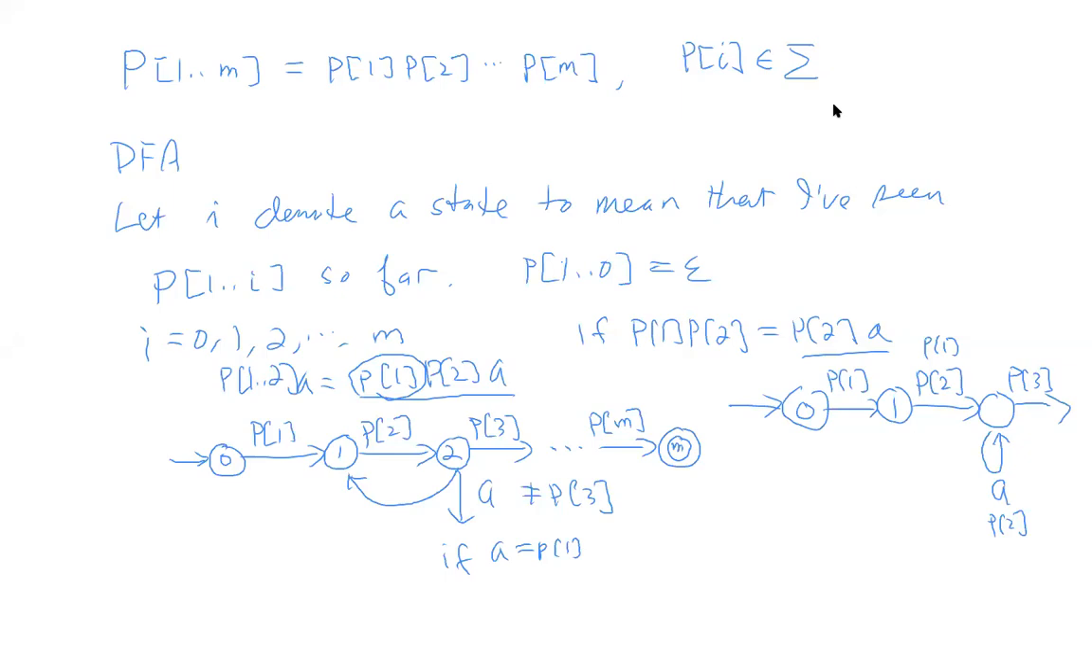Now we generalize and change this 2 to any I. So if on state I, that means I have read this, and the next symbol is A. Then where is this string going to? If A is equal to Pi plus 1, then of course we know it's going to go to I plus 1. Otherwise, if A is not equal to Pi plus 1, this should go to the largest. Let's call this state Q.